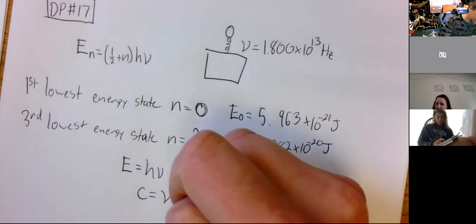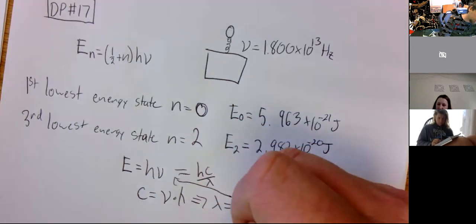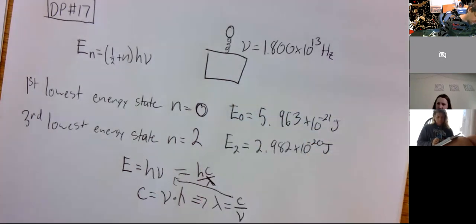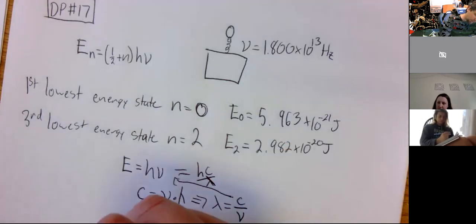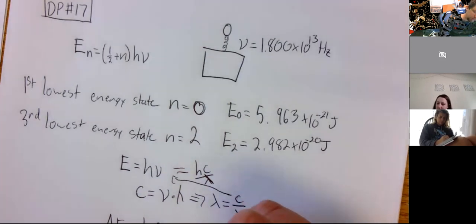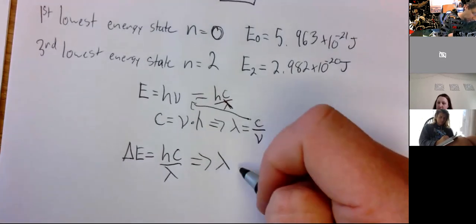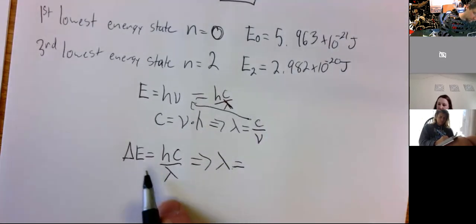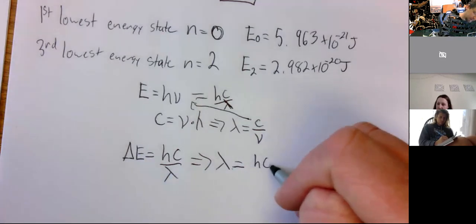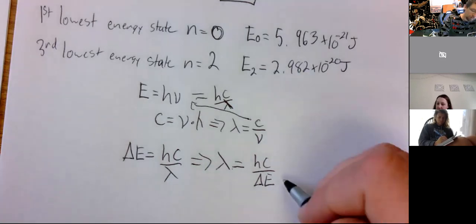So we plug that in here, at hc. We get hc over lambda, right? Okay, so now we can calculate a change in energy, hc over lambda, like that. And now all we have to do is manipulate this around, move lambda over to the other side, and we get hc over delta E like that, right? And all we have to do is plug in some values.